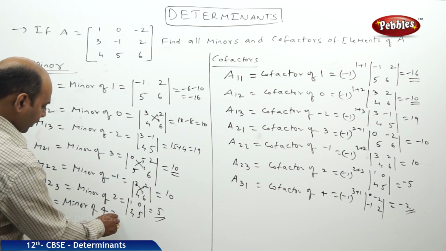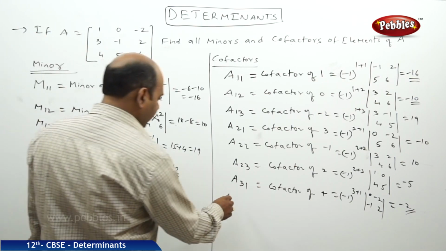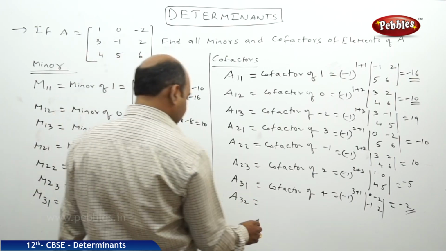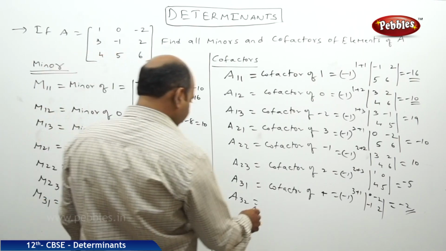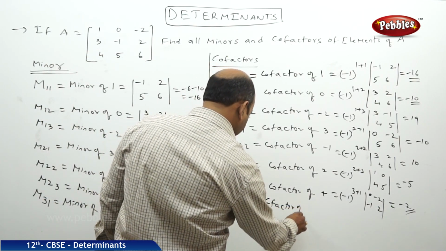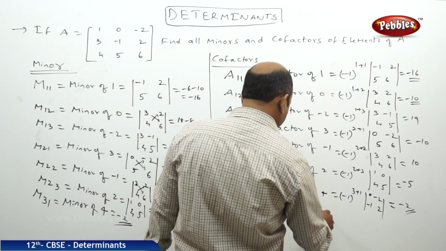Minor of 4 means what we obtained here? Minus 2. Now similarly A32. I think by this time you should be quick in calculation. A32 means what? Cofactor of 5 only, no? A32 represents cofactor of 5. That means minus 1 whole power 3 plus 2.